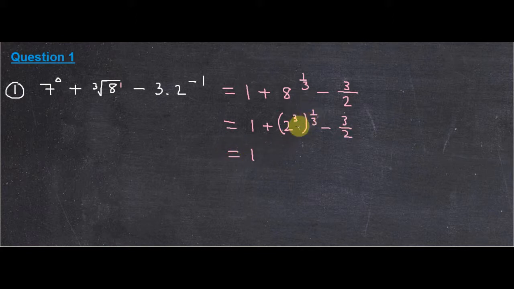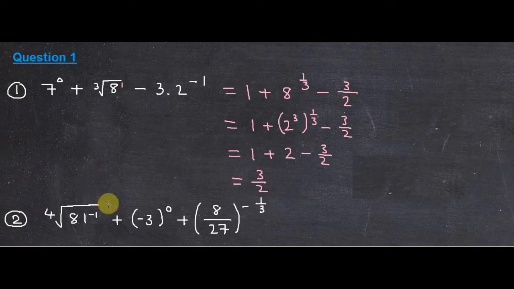We can multiply the powers here. So 3 times a third is 1. So we're left with 2 to the 1, or just 2. 1 plus 2 is 3, minus 1.5 is going to be 1.5, or 3 over 2. Let's look at the solution to the second question.